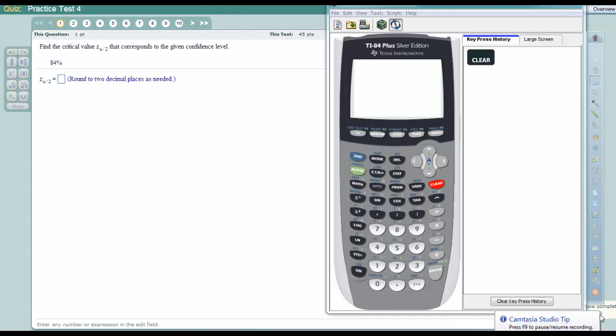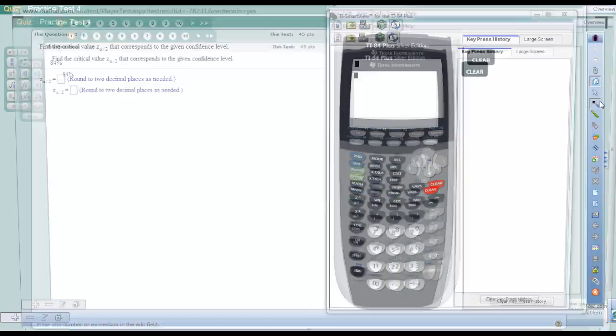The first thing they ask us about is critical values. That's something that's really important to be able to determine. And it says Z alpha over 2. Well, we want to do an 84% confidence interval. So what would be the critical values that would go along with that?